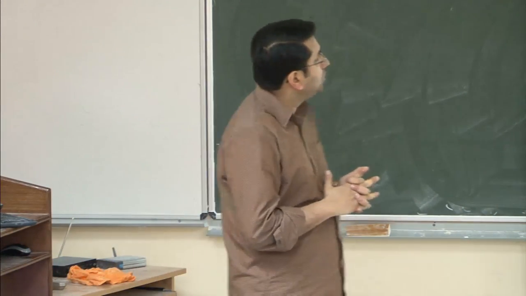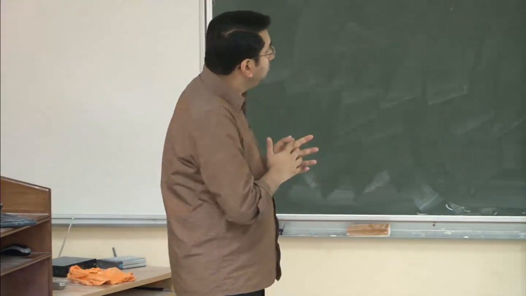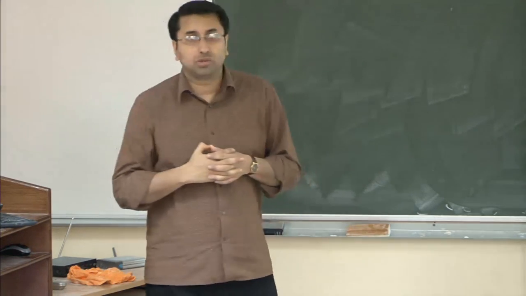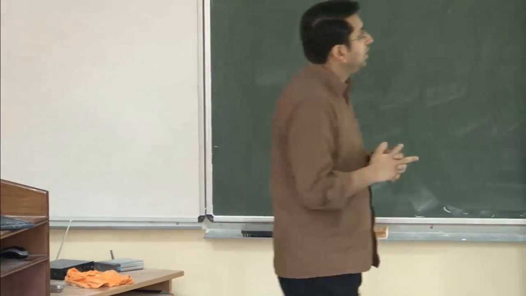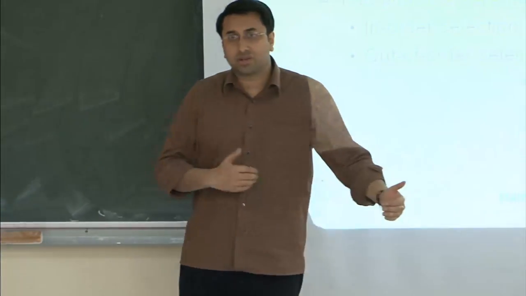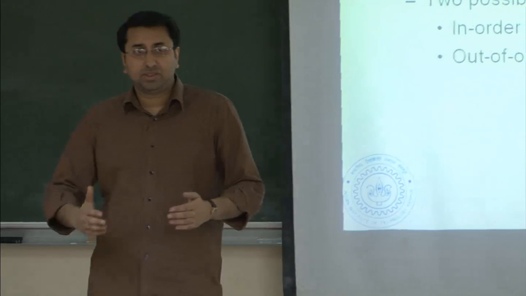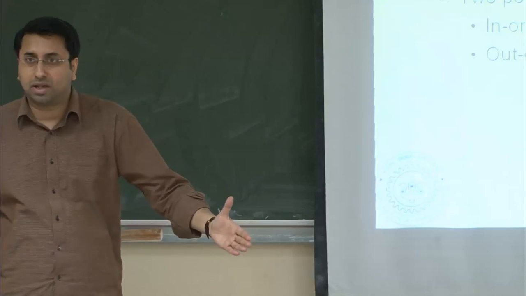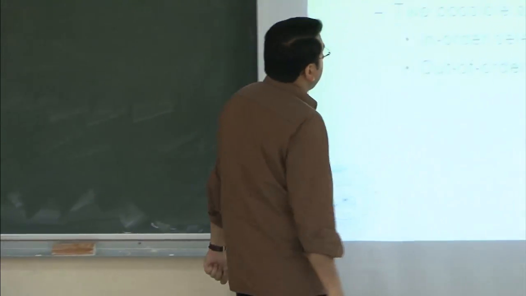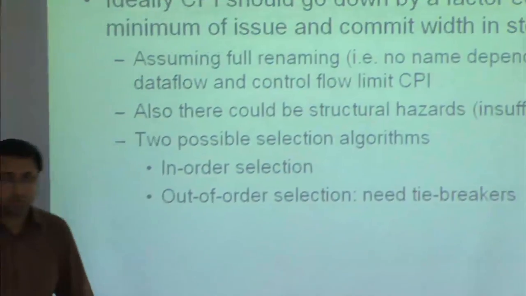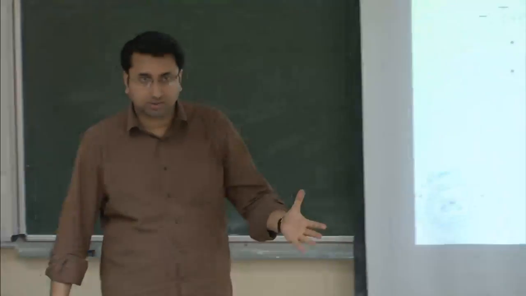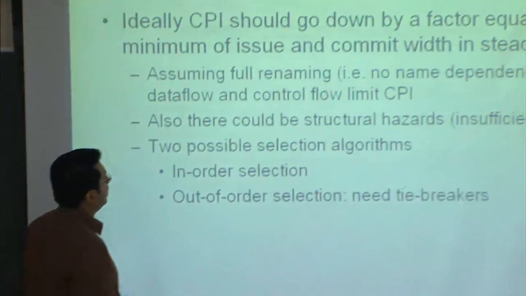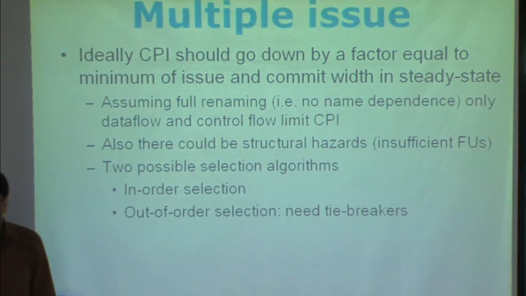When you are issuing multiple instructions in a cycle, ideally the CPI should go down by a factor equal to the minimum of issue and commitment in a steady state. How many instructions I can execute in a cycle, and how many I can commit in a cycle, the minimum of these decides by how much my CPI should go down compared to a single-issue in-order pipeline. Assuming full renaming, that is, no name dependence, no false dependence, you have only true data flow dependence and control flow, so data flow and control flow will limit the CPI.